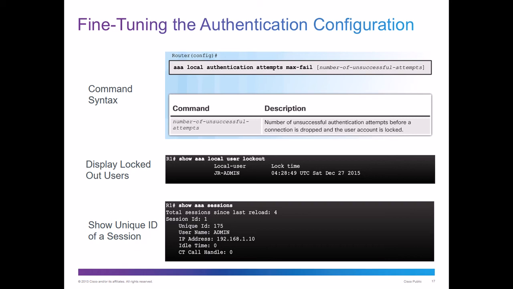All right. You can also check the authentication attempts maximum field, so you can set a maximum of failed attempts when you're doing local authentication. You can check out the local user logout, how long you've been logged out for, and check out the AAA sessions. So all of these commands allow you to troubleshoot and fine tune the authentication configurations that you have.